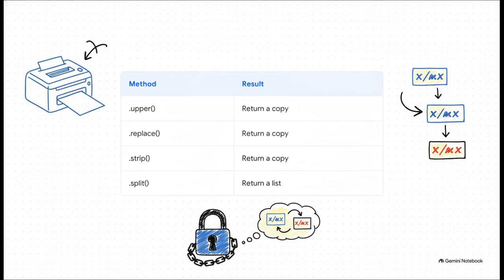Now, I want you to listen super closely to the phrasing right out of the Python documentation here. Look at the description for .upper. It says, return a copy of the string. Look at .replace, return a copy. .strip, return a copy. You see the pattern? Because strings are immutable, these methods do not change your original string at all. They act exactly like a photocopier. They take the original, make the changes you ask for, and just hand you a brand new copy.